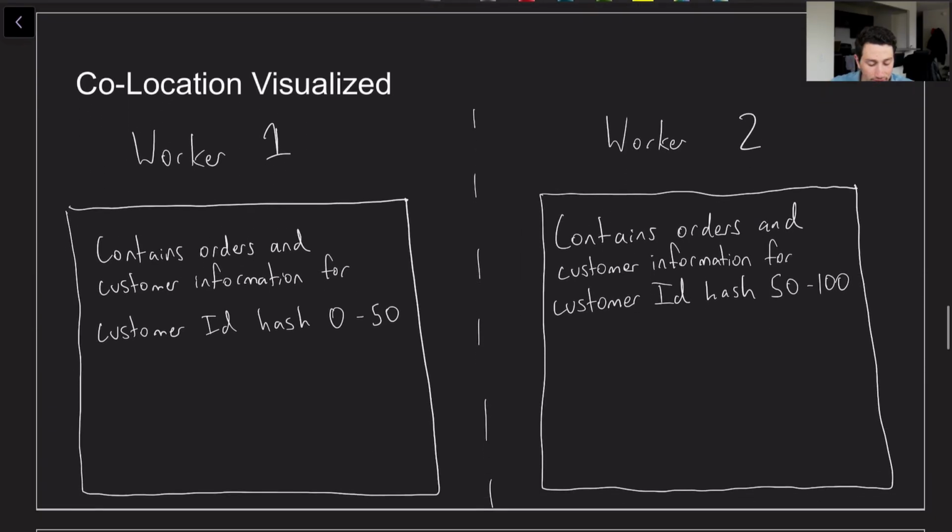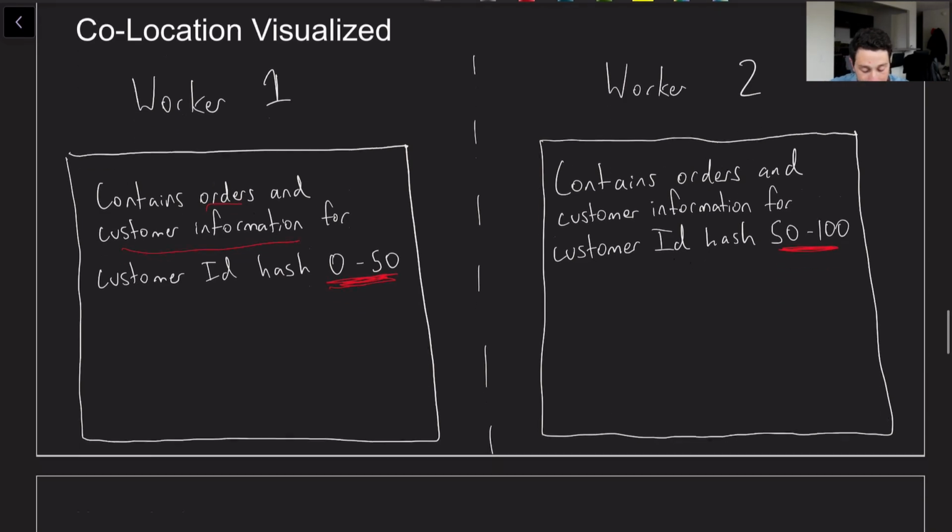So just to visualize what that looks like, if we've got two tables called orders and maybe customer information, this worker might contain both of those tables for the hash range 0 to 50, and worker 2 might contain both of those tables with the hash range of 50 to 100.